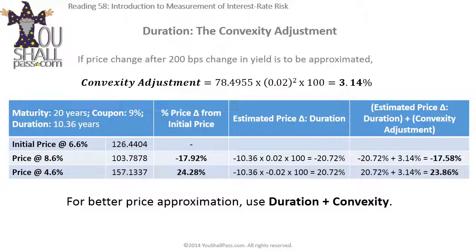In the fourth column, we add the convexity adjustment, that being 3.14%, which we had earlier shown, and we add that to the duration. And as you can see, the results then approximate the exact results much better. So it's fair to say that for large changes in yield, where duration isn't doing a great job of estimating the price change, it's better to use duration and convexity.